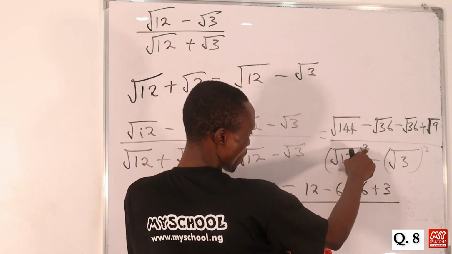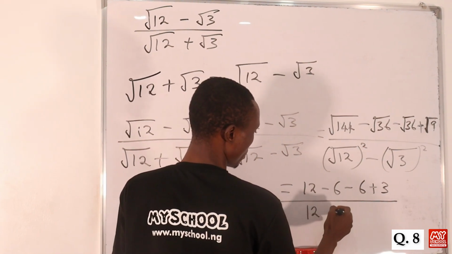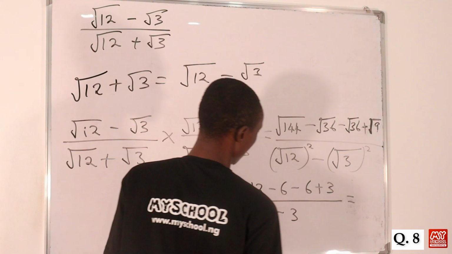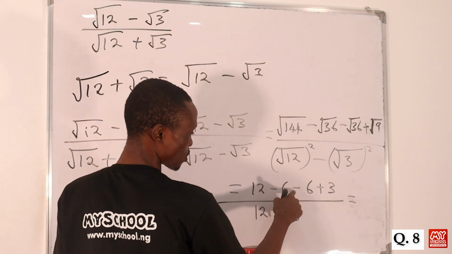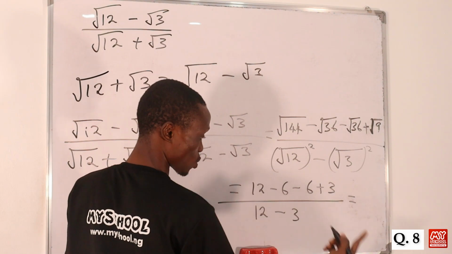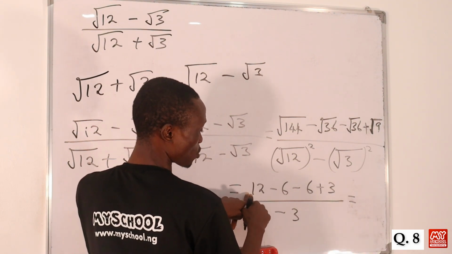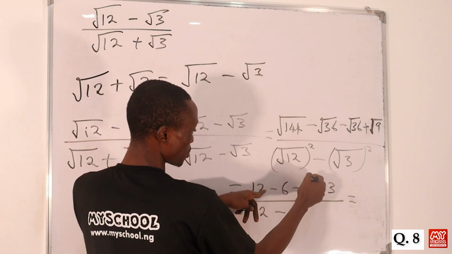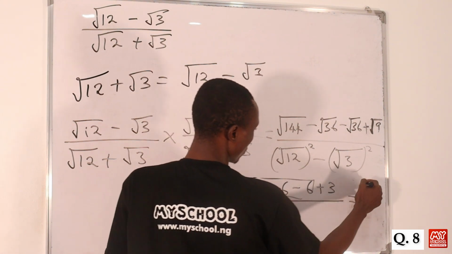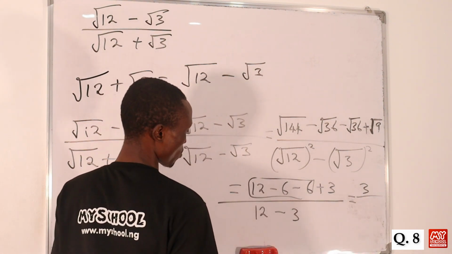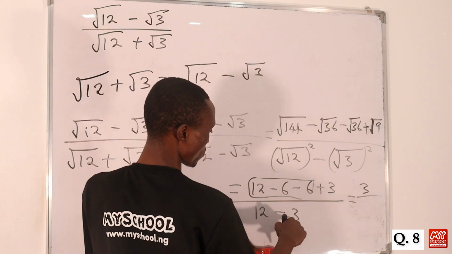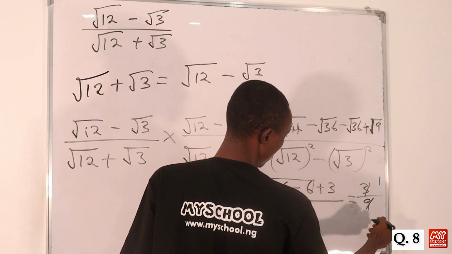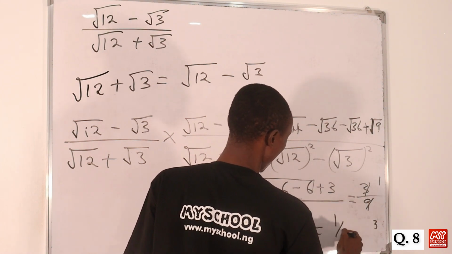Then all over the denominator. Remember, the square is going to kill off the square root, so we'll be having 12 here, then minus, the square will kill off the square root, so we're having 3 here. Okay, if we simplify this, now we have minus 6 minus 6, which is minus 12. But here we are having positive 12. So this is more or less like 12 minus 12, and that will be 0. So this whole thing here is gone. We have 3 left on the numerator, while here we'll be having 12 minus 3, and that will give us 9. So 3 over 9 simplifies to 1 over 3. At the end of the day, our final answer is 1 over 3.